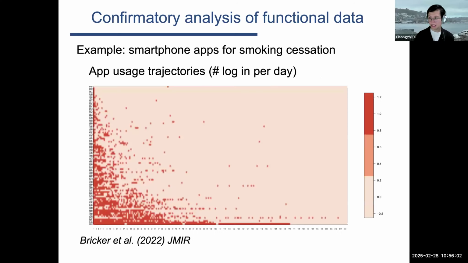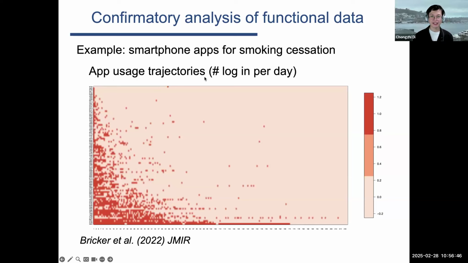Next I'll illustrate an example from one of our recent projects to see how this approach works in practice. This example is in collaboration with Dr. Jonathan Baker. He's a faculty member at Fred Hutch and UW as well. His group has been using smartphone apps to help people quit smoking. He ran a few randomized trials to test the efficacy of different smartphone apps. This is one of them, where we wanted to look at the app usage trajectories.